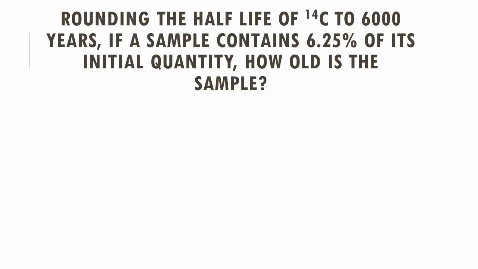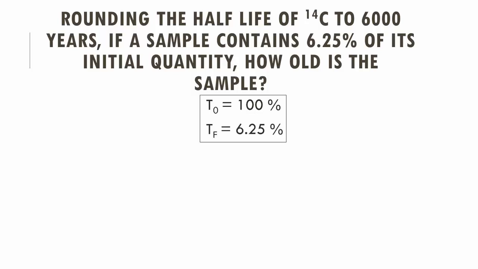To solve this problem, we need to know the initial quantity of the sample that we have. The question doesn't give us this precisely, but since we're given a percentage, we can say that the initial quantity was 100%. We start with 100% of carbon-14. We want to know how many half-lives have passed so that we're left with only 6.25% of our original sample.